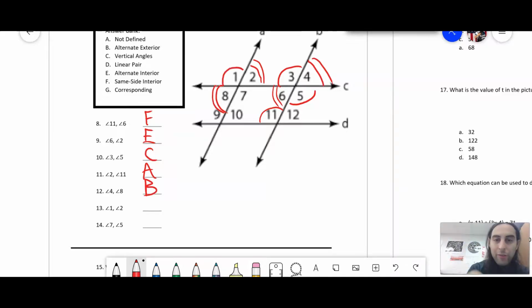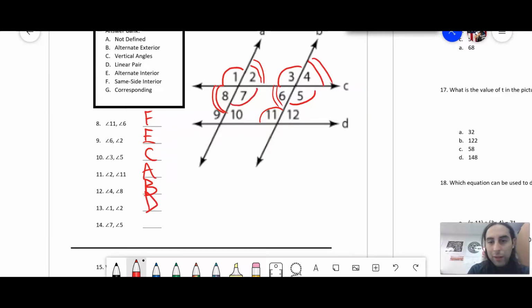Angle 1 and 2. Now here's angle 1, and then we got angle 2 next to it. If they're right next to each other like that, and they make a straight line, C is a straight line, right? So if 1 and 2 right next to each other make a straight line, that's a pair of angles that make a line. So you want to think of linear pair. Okay, so 1 and 2 next to each other making a straight line is a linear pair. That's D.